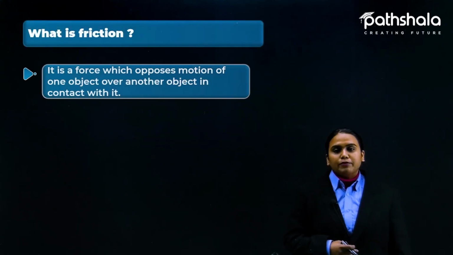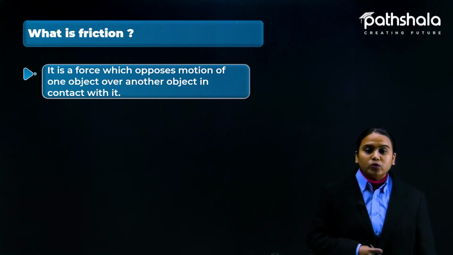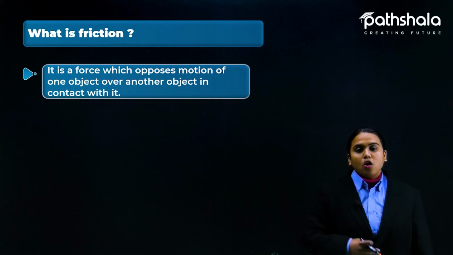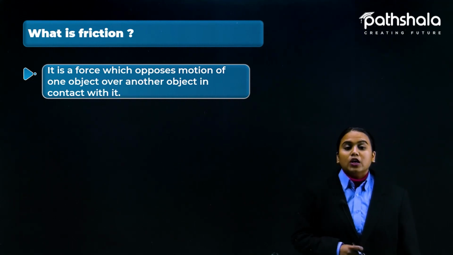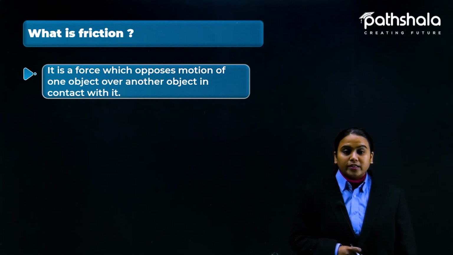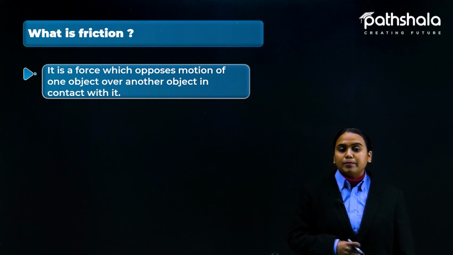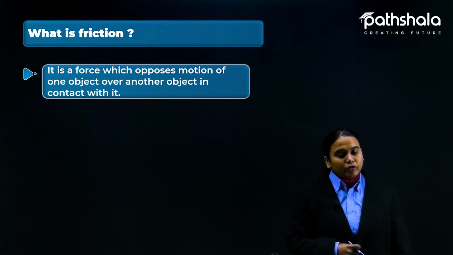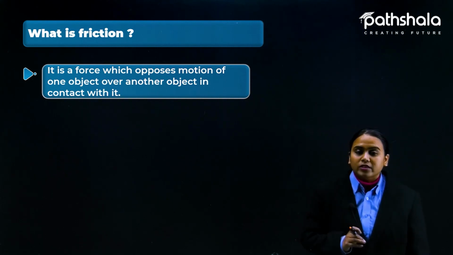Okay, so what is friction? Friction is a type of force that opposes the motion of one object over another object in contact with it. The term contact is necessary because this is a kind of contact force. We have already discussed that in the previous chapter: contact force and non-contact force, and friction is an example of a contact force.